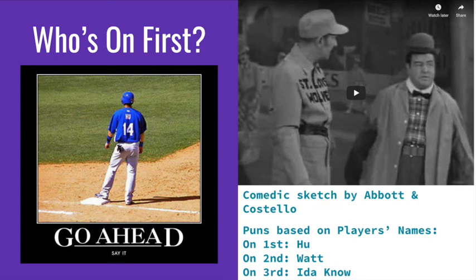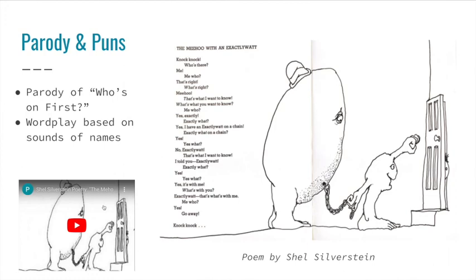And it took about 70 years, but finally, when a gentleman with the last name of Who got pulled up to the majors and ended up on first base, this picture made the rounds with Go Ahead and Say It and any other number of puns or references to it, because it was a visual representation of this long-standing gag and pun skit. So looking at Who's on First in a different way, we are going to take a quick look at an example of a parody of that sketch that was written by Shel Silverstein, and it's The Me Who with an Exactly What poem. We'll go ahead and listen to that read.